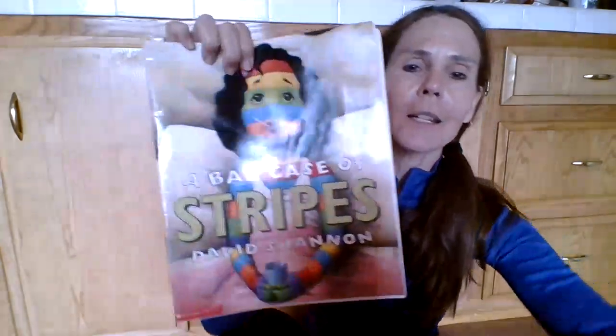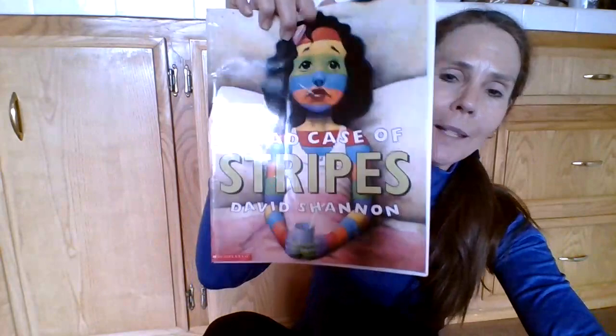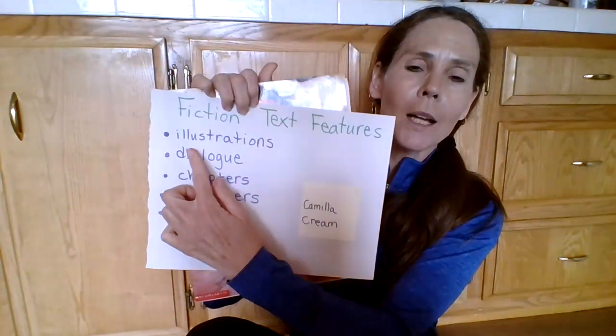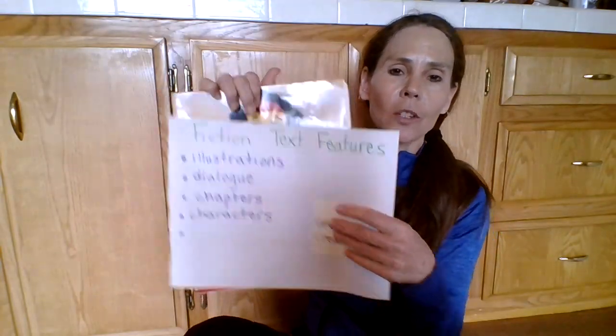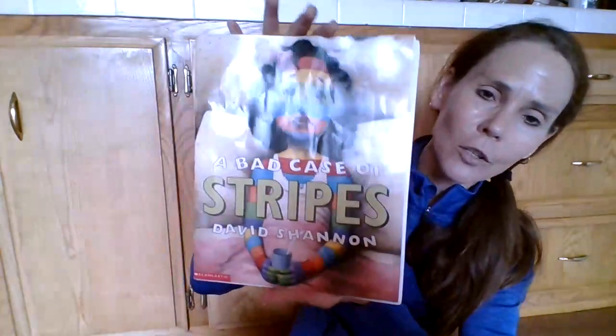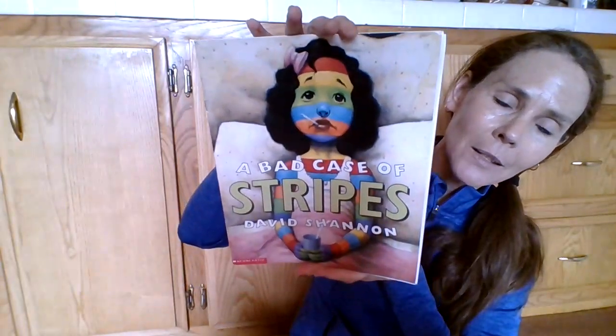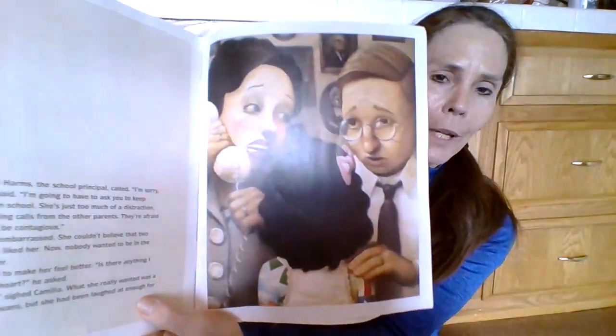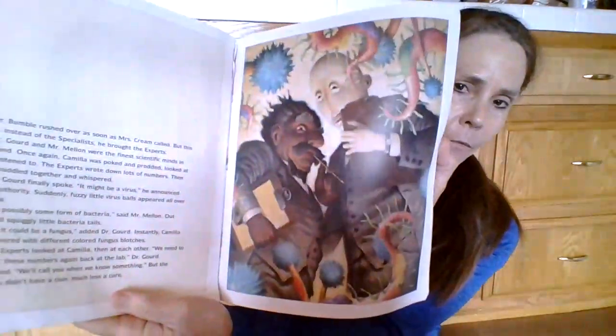This story is fiction, and one of the ways I know it's fiction right away is the text features. The main one that I see right away are the illustrations. I'm very drawn to the colorful illustrations that look almost like paintings. David Shannon did the illustrations as well as the writing. His illustrations are colorful. They show mood and tone. They show the expression of the characters. They are not photographs.